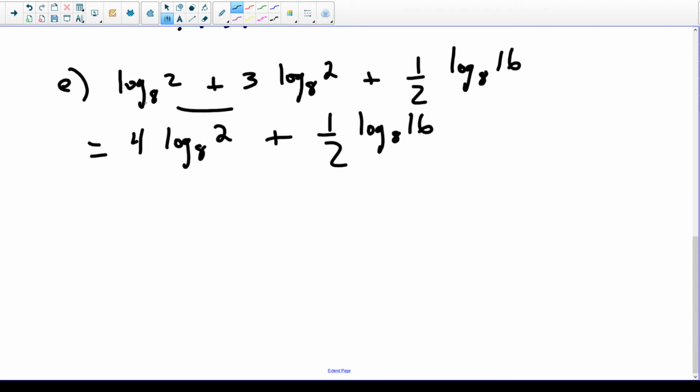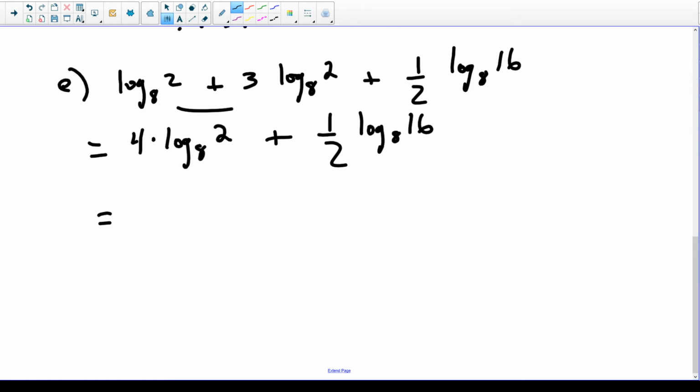So if you notice that your logarithms have the same base and the same inner value, then you can actually just add them together, okay? But they have to have those two things in common. Same base of 8 and same inner value of 2. I cannot join these two in the same way because the inner value is 2 and the inner value is 16. All right, but I still do want to join them all into one logarithm.